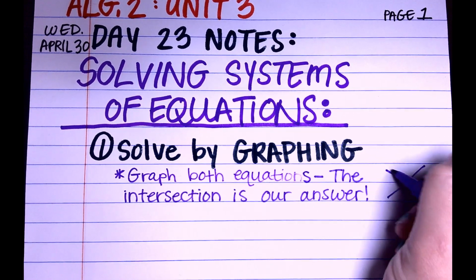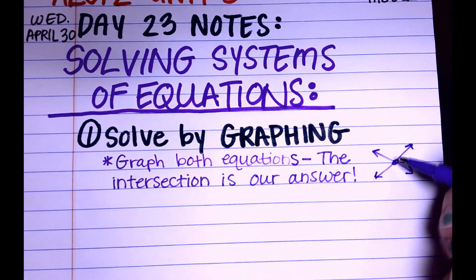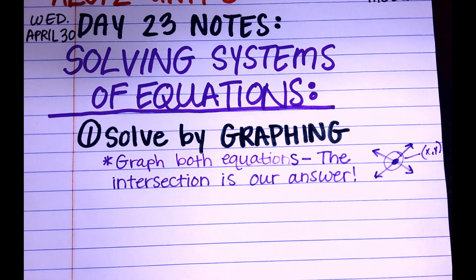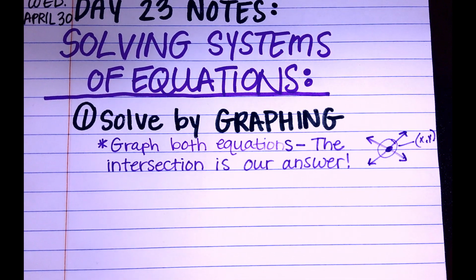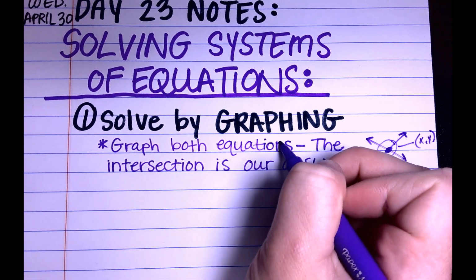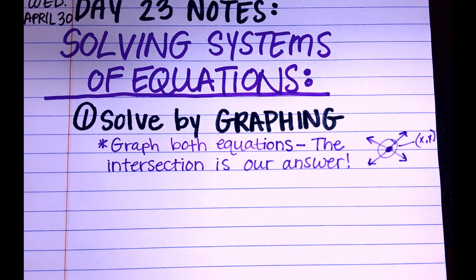And I'm just going to put a little drawing beside it to help us remember. Just two lines. That point is the answer. You're going to get an x value and a y value. And the reason we're solving for an x value and a y value is because in our equations, there's not just one variable. There's an x and there's a y. So by graphing, we're really solving for both equations.